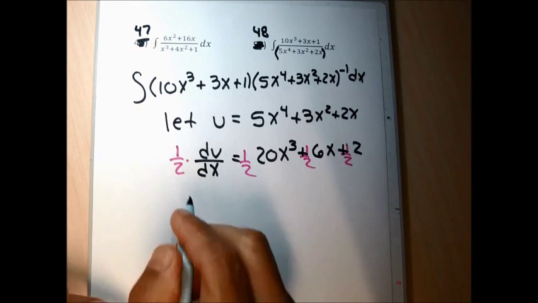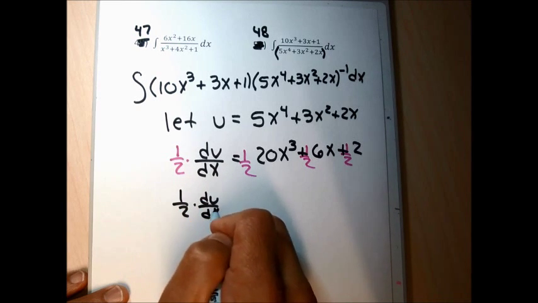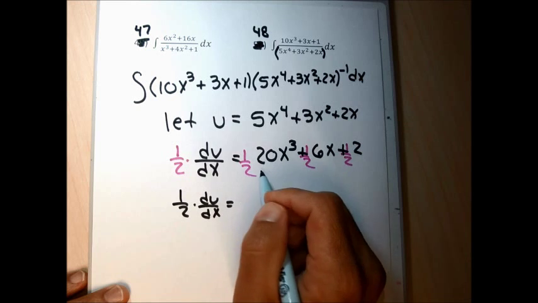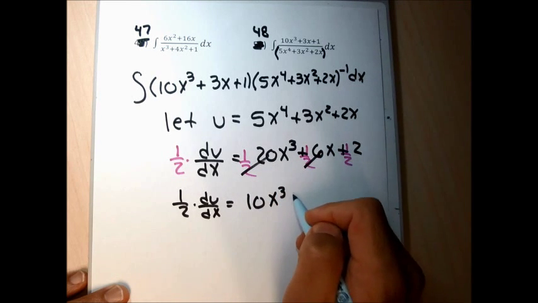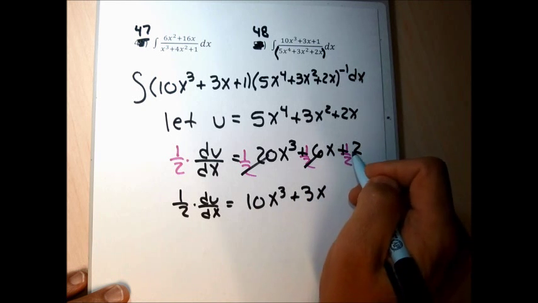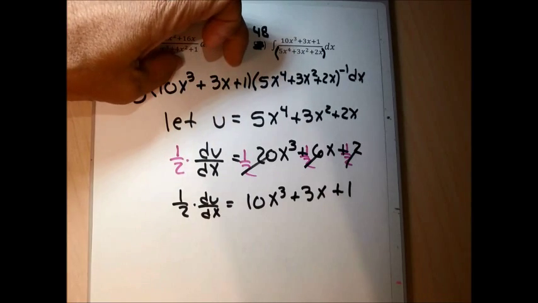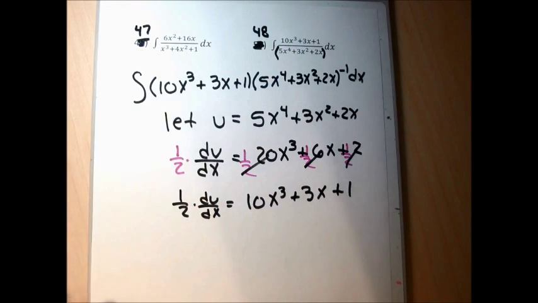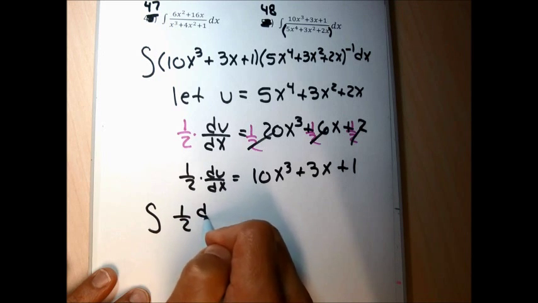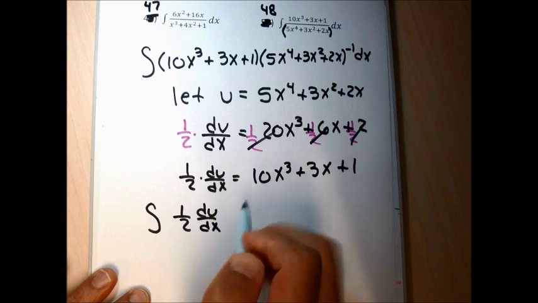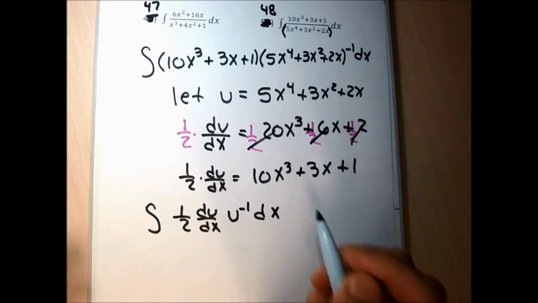On the left side, I'm going to get a 1/2 du dx. On the right side, half of 20 is 10. So I'm going to get a 10x cubed. Half of 6 is 3, so I'm going to get a 3x. Half of 2 is 1, and I'll get a plus 1. So in for the 10x cubed plus 3x plus 1, I'm going to put a half du dx. In for the parentheses, I'm going to put a u, and I still have the dx.